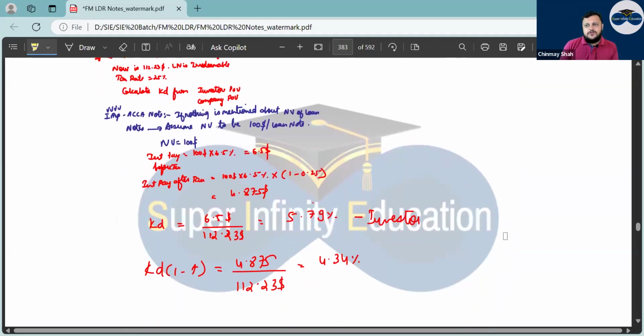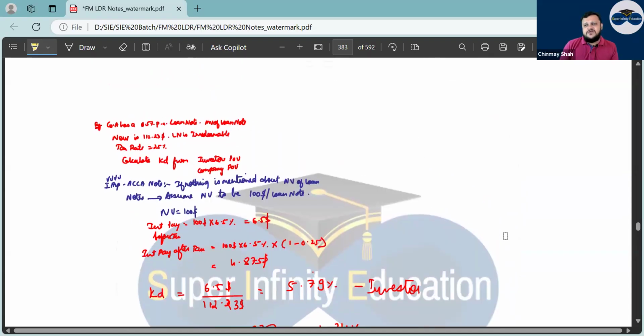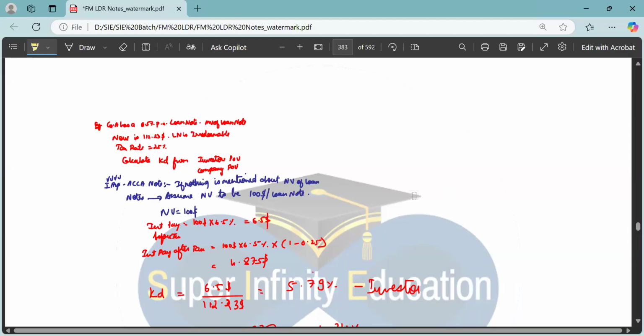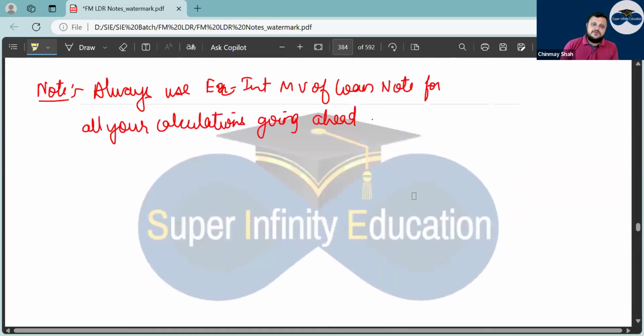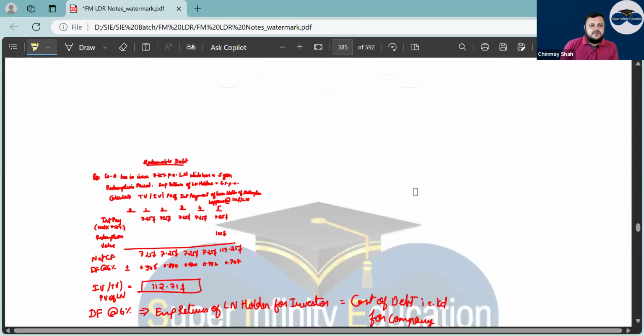And also here, nothing is given. The interest will be given, let's say 7%, and the nominal value of the loan note is not given to you. In that case, you have to consider the market value that is given. You can assume that the nominal value is $100, because that assumption is given by nothing but the ACCA. If nothing is given, nominal value can be considered $100 in any question, right? And always use the ex-interest market value of the loan note for all your calculations going ahead. Correct?